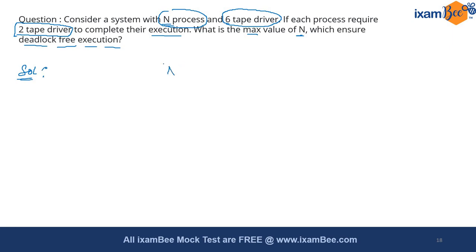We have n processes, and we have to find the value of n so that deadlock-free execution can happen. And how many resources do we have? Resources are 6. 6 tape drives are there. Now we have to make sure the execution is deadlock free, and every process will require 2 tape drives for the execution.